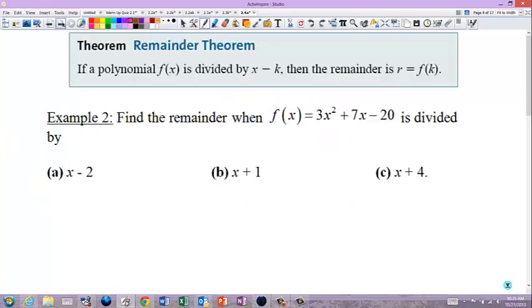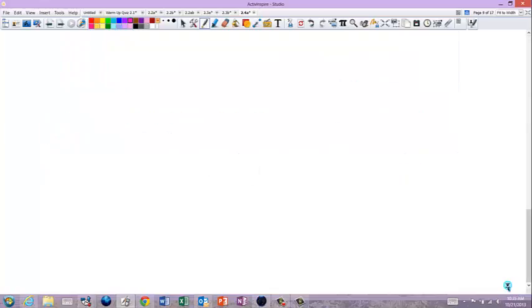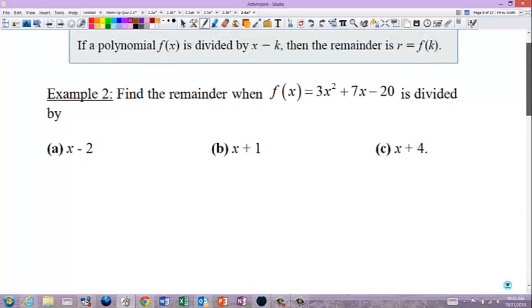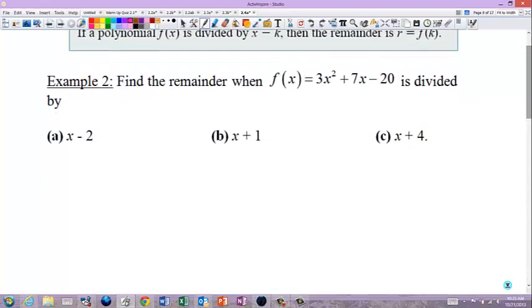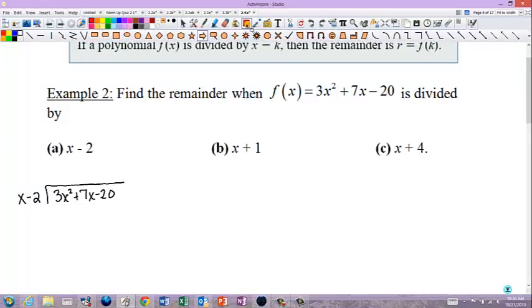Alright, let's do that again. This one actually says find the remainder, so that's not too bad. There is a remainder theorem, but I don't know if you need another example, so I'm going to do another example of long division just so you can see what's going on. We've got x minus 2 into 3x squared plus 7x minus 20. So what do you multiply? Let me bring my arrow back.